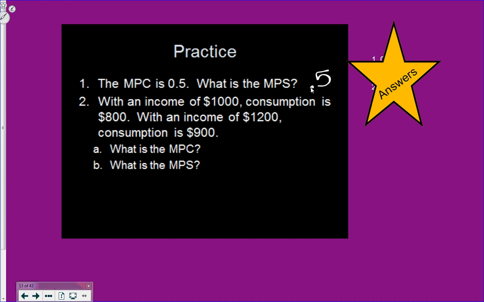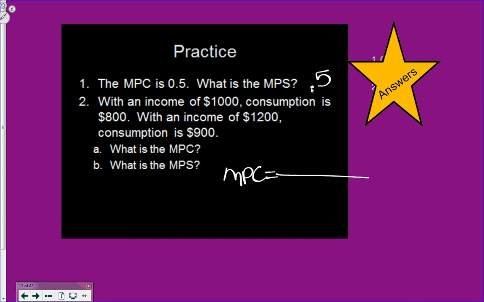Connor, with an income of 1,000 and consumption is 800, with an income of 1,200, consumption is 900. Tell me how to set up the equation for MPC. Remember, it's change of consumption over change of income. So what is our change of consumption, Connor? Are you looking at the right numbers? 1,200 minus 1,000. Is that going to be on the numerator or the denominator? I think that's the numerator.